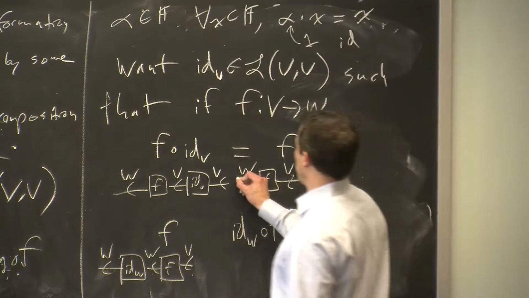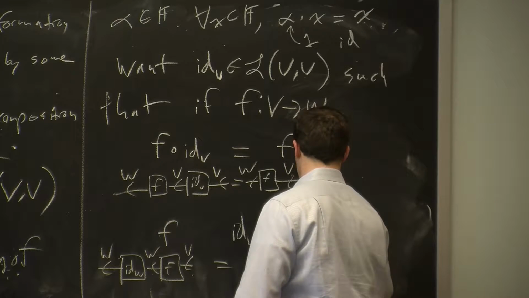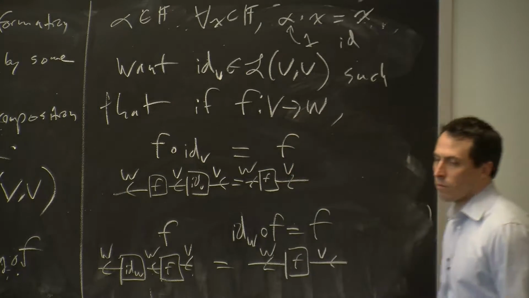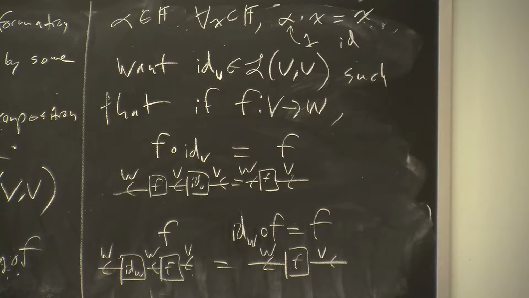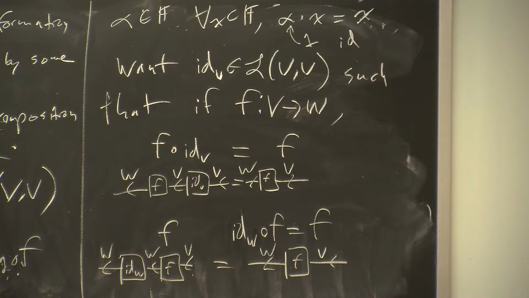So we want this to be true, right? And over here, we want this to be also equal to F. So what should this identity be? We don't have any bases yet, so we can't talk about a matrix. So how can I define this identity linear transformation? Or even, make a proposal that's a set function, and then we can check that it's a linear transformation.